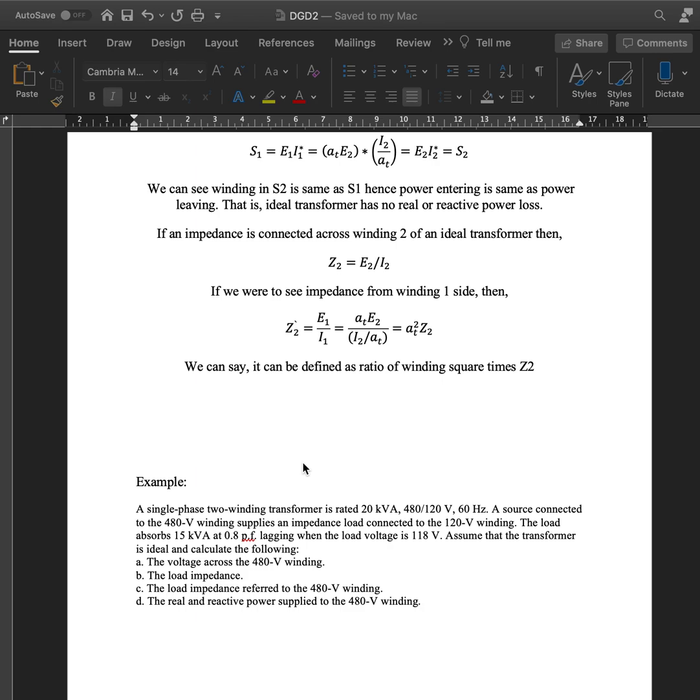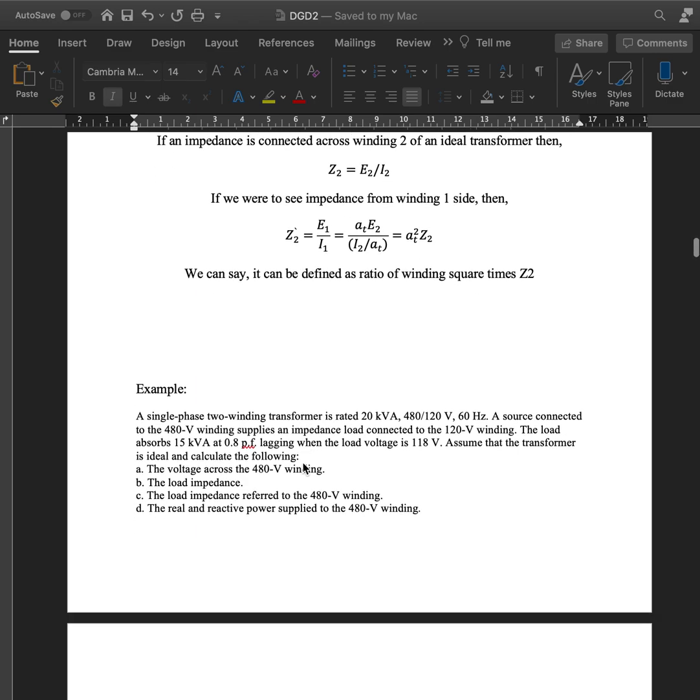The load absorbs 15 kVA at 0.85 PF lagging when the load voltage is 118 volts. Assume that the transformer is ideal and calculate the following. See, now it's asking the voltage across 480 volts. As I said, the 480 volt winding is winding 1. So that is the voltage. So we have 480 right there. But there is also a term E1 that we have to find in this case, which is the voltage across winding 1.